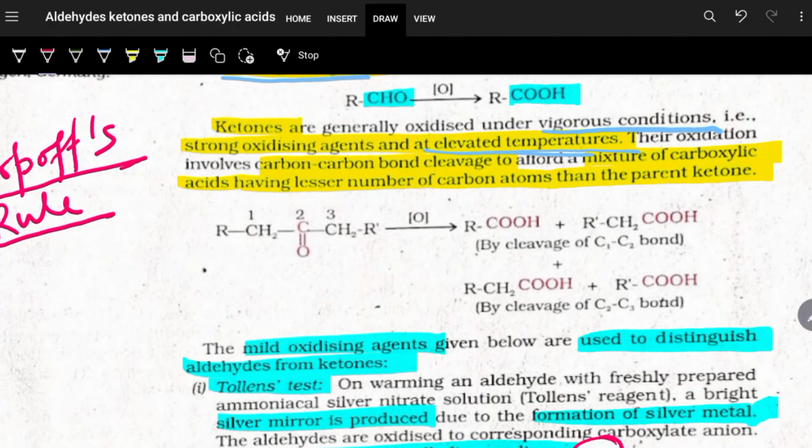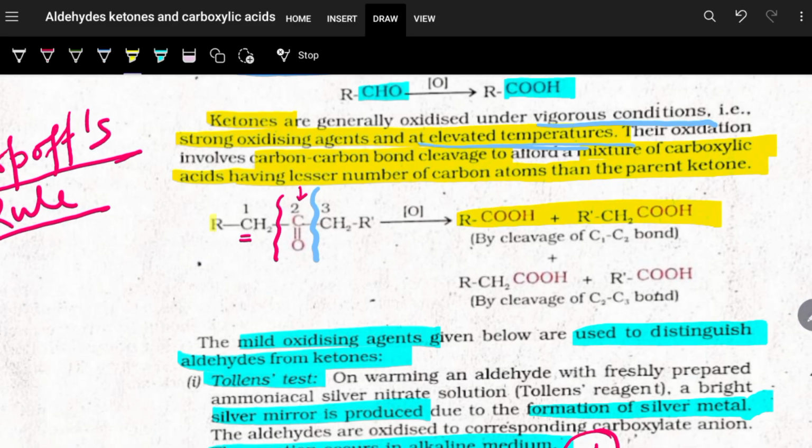When you oxidize it, remember that the bond can break between C1 and C2 and between C2 and C3. If it breaks between C1 and C2, remember that the last carbon will get converted to COOH. So carbon number 1 and carbon number 2 get converted to COOH. Your product will be these two.